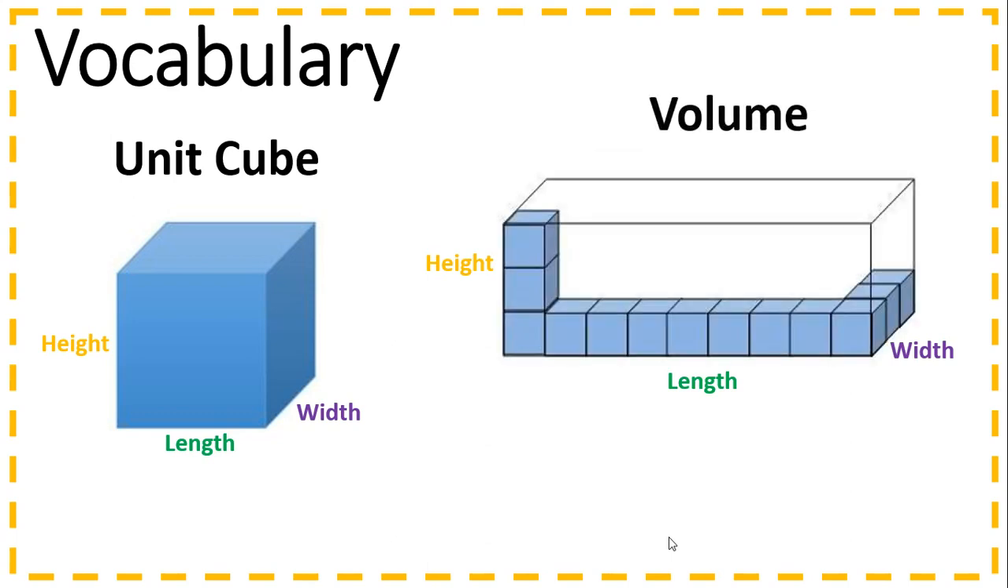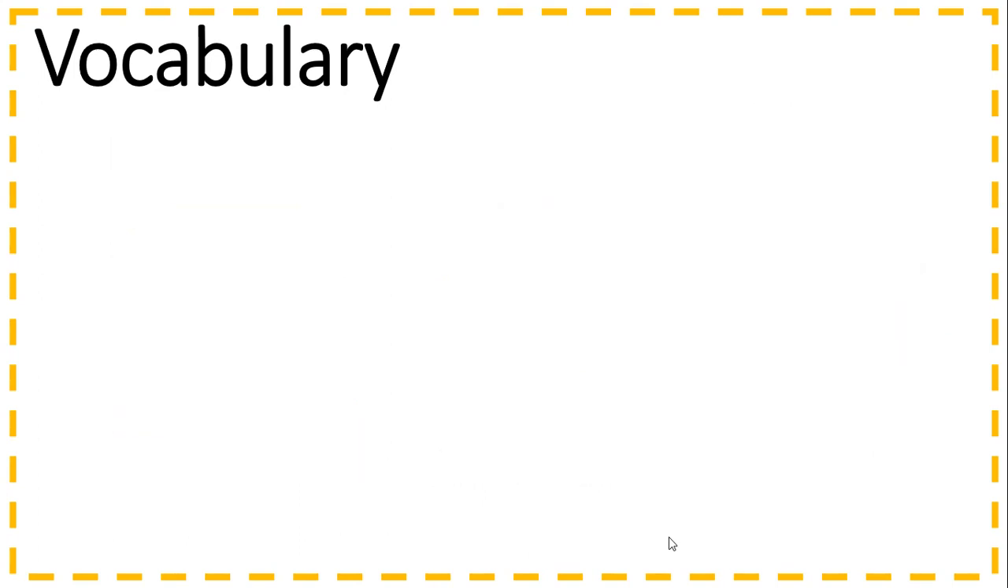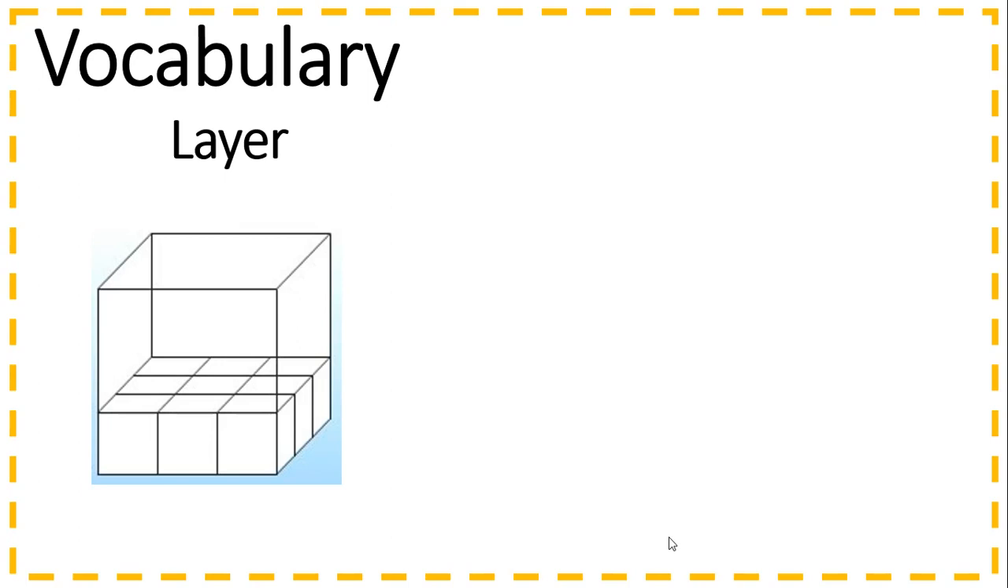Here we have our rectangular prism filled with unit cubes. We can use this to help us find the volume. Volume is the amount of space it takes to fill an object. Notice here in our cube or rectangular prism, the bottom is completely filled with unit cubes. That is known as a layer. There are 9 unit cubes that make up this layer.